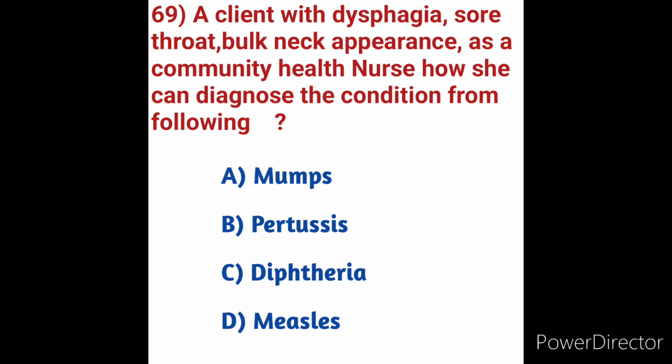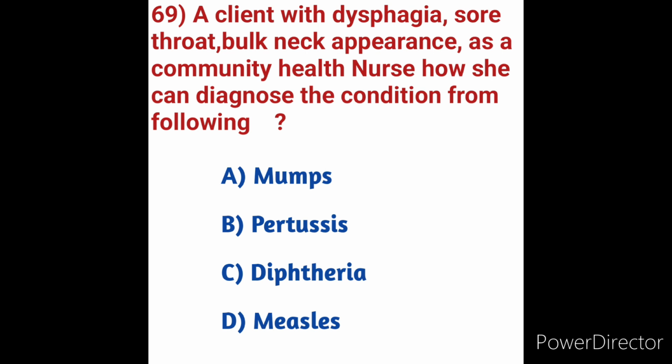Let's see one by one. Mumps. The signs and symptoms of mumps are tenderness near the jaw, stomach upset, vomiting and fever, and loss of appetite. Option B, pertussis. The early signs and symptoms of pertussis are a runny or stuffed-up nose, low-grade fever, mild occasional cough, and apnea and cyanosis in babies and young children.